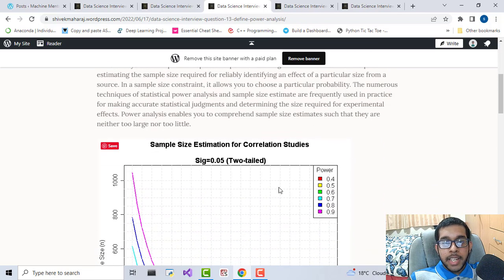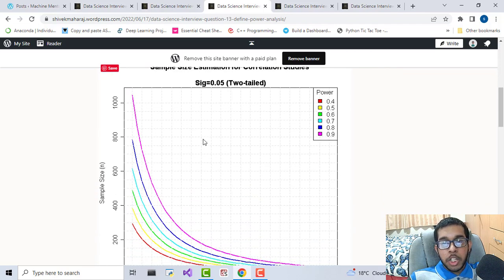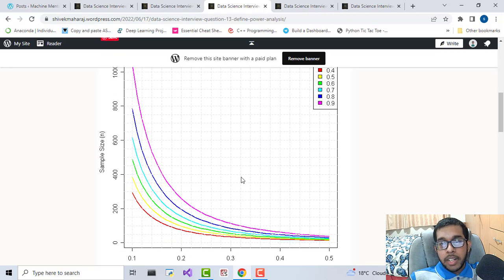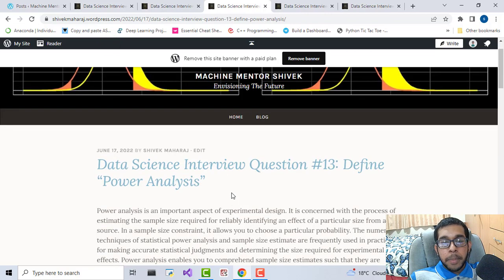Power analysis enables you to comprehend sample size estimates such that they are neither too large nor too little. So we do have a small visualization here, guys, for us to obtain a higher level of understanding pertaining to power analysis.